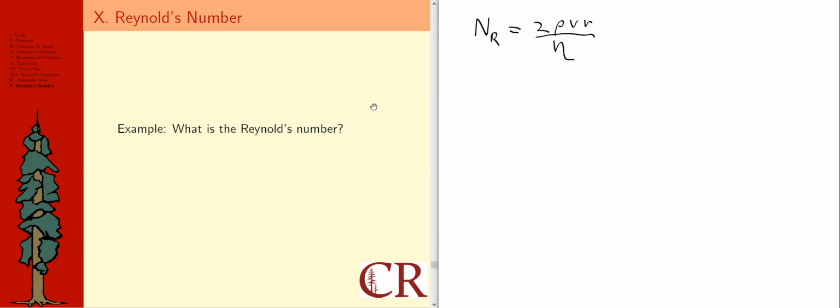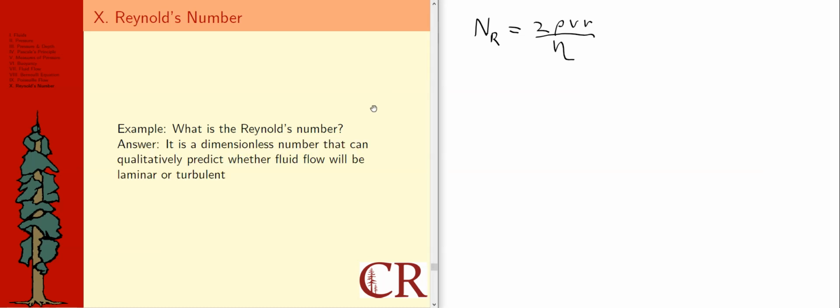There it is. There's the formula. Is there anything more to it than that? Looking at the answer here on the slide, it mentions that it is a dimensionless number that can qualitatively predict whether fluid flow will be laminar or turbulent. And so it's interesting. Yeah, it is dimensionless. It's just a pure number, right?